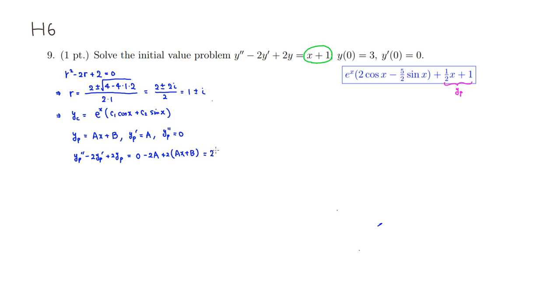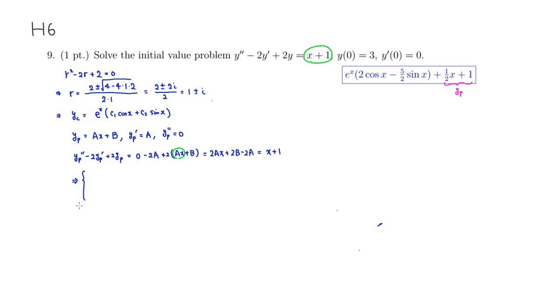Right? So if you clean this up, let's see, you're going to get 2ax, and I took care of this guy, right? Then you're going to have a negative 2a and a positive 2b. So I'm going to just write it as 2b minus 2a, right? And this is supposed to be equal to x plus 1, right?